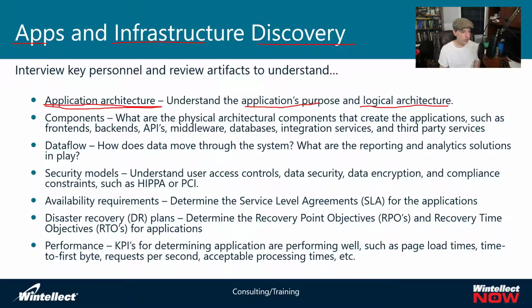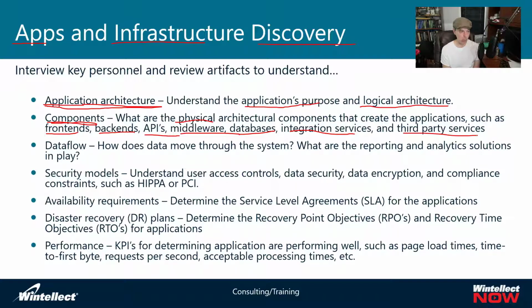Then we get down to the next one, where we get into the various components of an application, break it down, look at the more technical details, and get a physical architecture of what things might look like. This is where we look at things like front ends, back ends, APIs, middleware, databases, integration services, and third-party services. All of those things are important. The application's purpose and logical architecture are more high-level. This takes that and breaks it down into the technical details, and then talks about all of the various things: front ends, back ends, APIs.